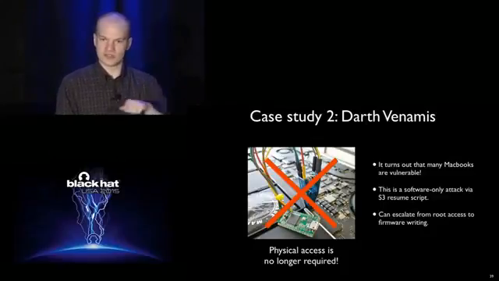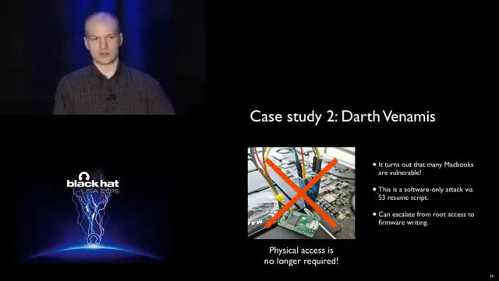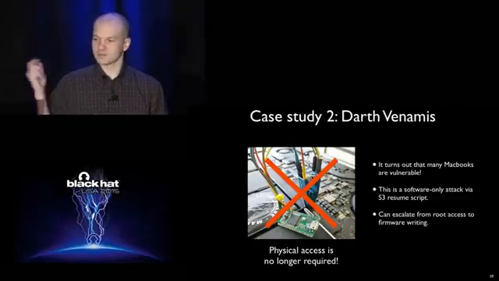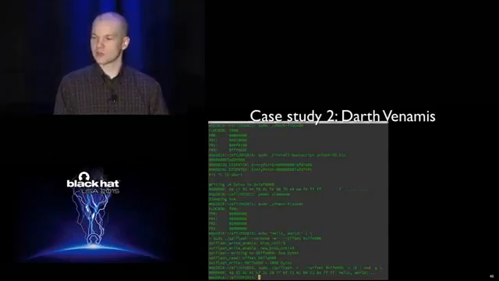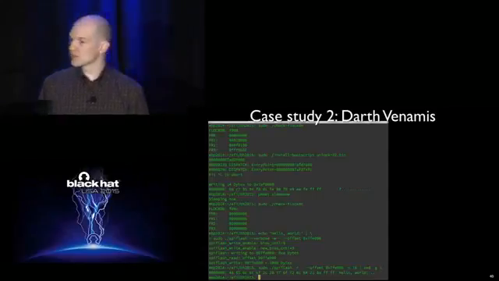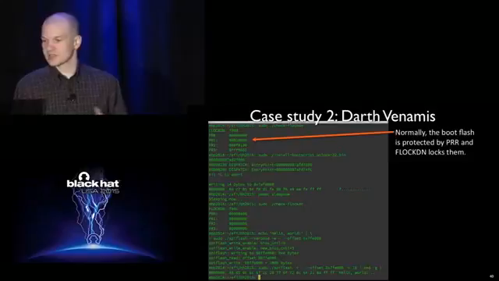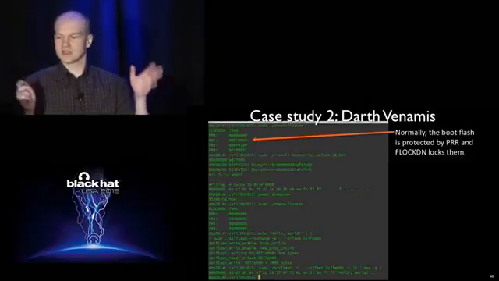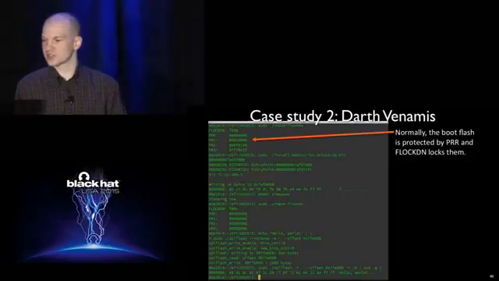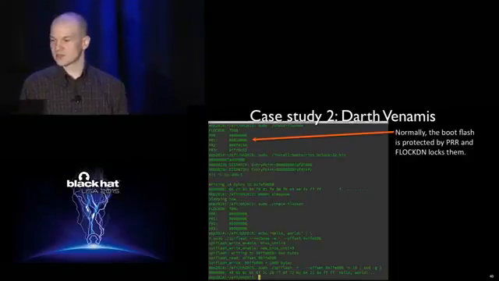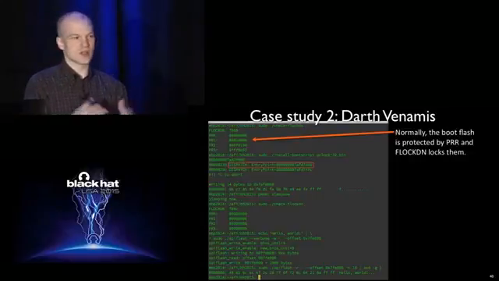So Thunderstrike 1, physical access. You had a little Thunderbolt Ethernet adapter. Darth Venomous, now an attacker can put the system to sleep, wake it up, and write to the flash chip. The way that generally works is that if you look at a system as it's just normally running, yes, you will see the protected range registers properly stopping an attacker from writing into the flash chip. But because of this resume script issue, the resume script is stored in unprotected memory.